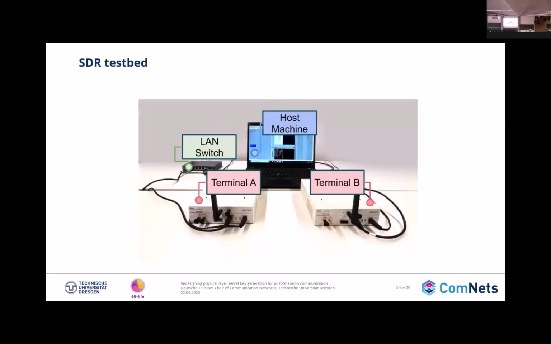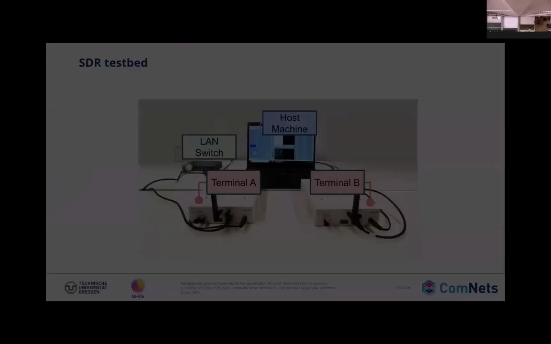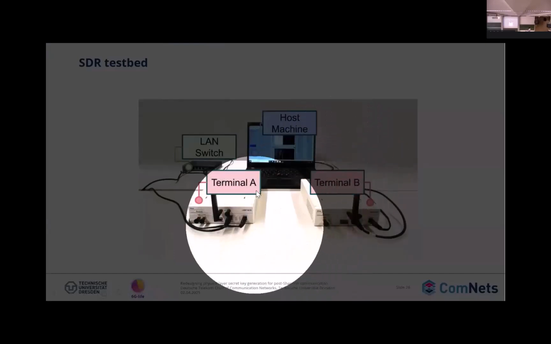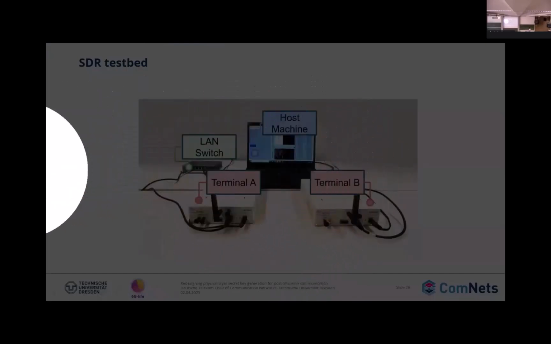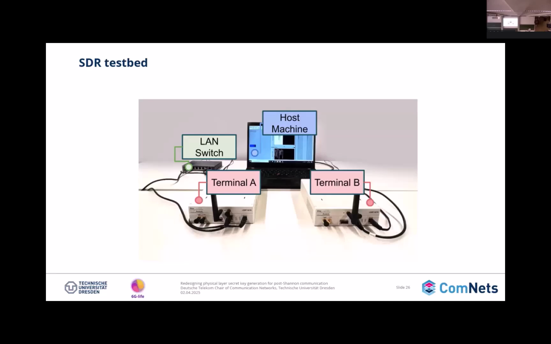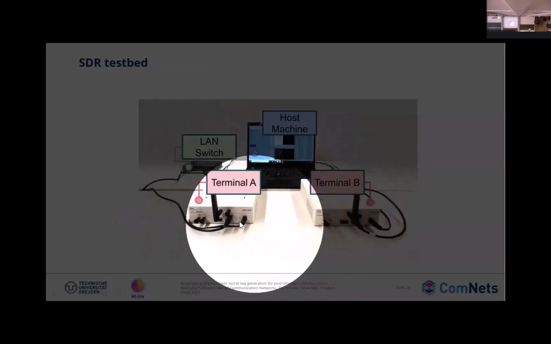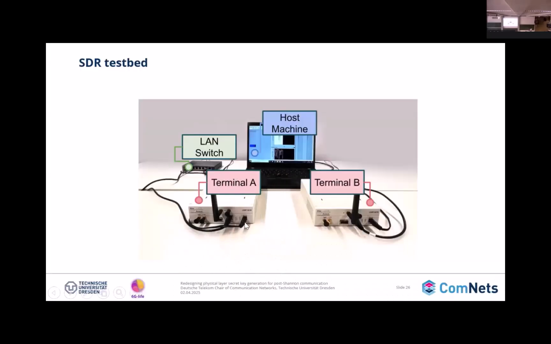So first, part one. This was a testbed that we built. The testbed consists of two SDRs. This is terminal A and terminal B. And we have one host machine which provides slot synchronization, and we perform communication through the host machine. And then we have the LAN switch to perform routing between the SDRs. So this is the basic setup that we have built in our lab.